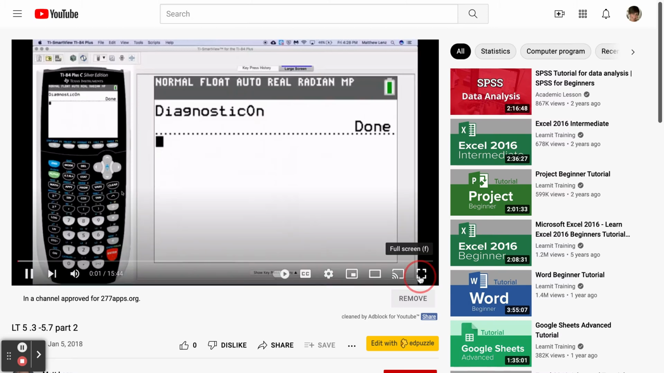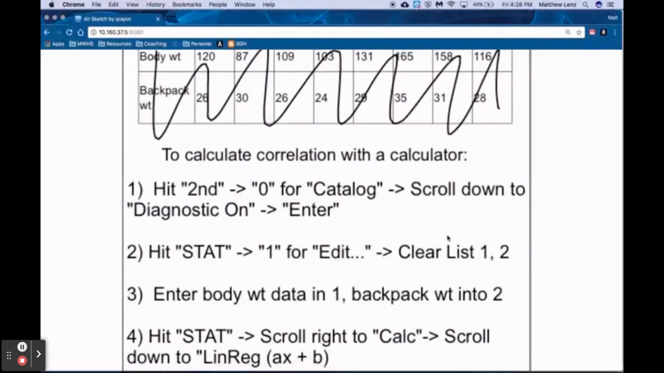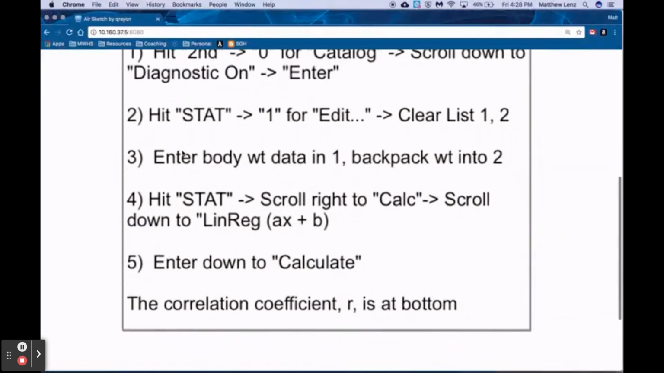I don't know why we need to do that. Well, I know why we're doing it, but I don't know why your calculator makes us do it, okay? Now, from here, we are going to, again, follow these step-by-step directions. At this point, you would ignore this because we're just using the same data as before.